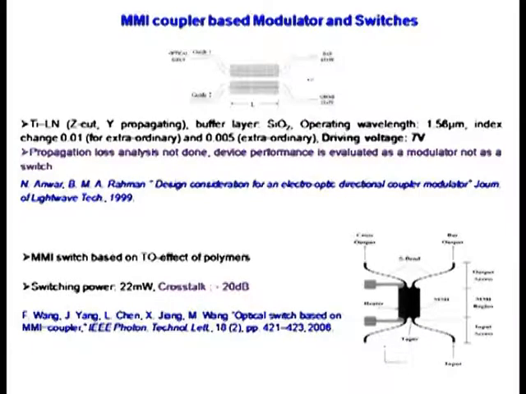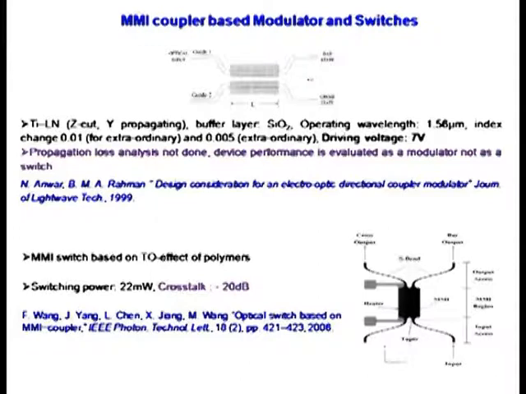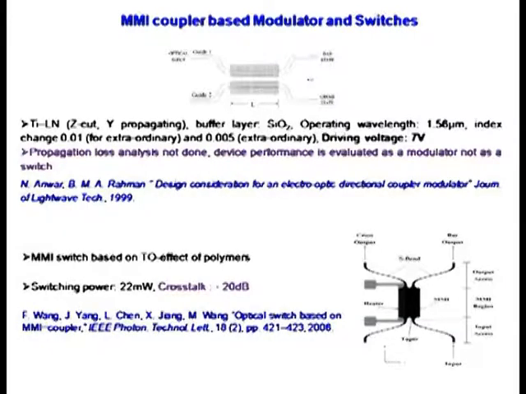The index change was 0.01. This index change means when we apply the electric field across the coupling length, the total index change was 0.01. 0.01 was the ordinary and 0.05 was the extraordinary. Why are we using these two words, ordinary and extraordinary? When we talk about the lithium niobate material, its refractive index varies in the x direction differently and in the y direction differently. So when we apply an electric field across it, its refractive index changes in both directions in a different way. One is said to be the ordinary and the other is said to be the extraordinary. However, the driving voltage for this switch was on the higher side, that is 7 volts.